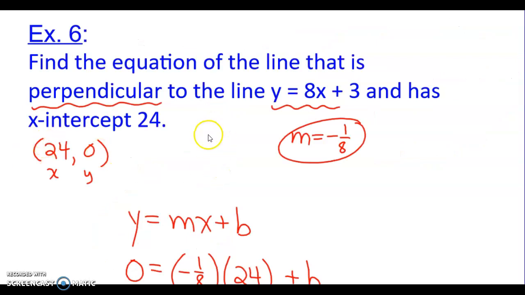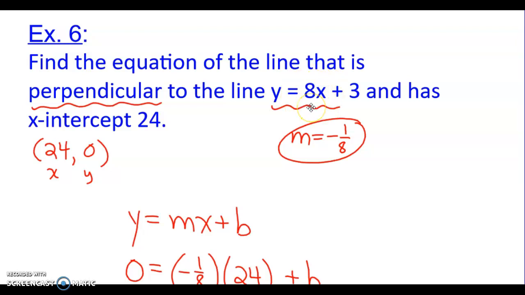Example 6. So getting more complicated here because now we're talking about perpendicular lines. Find the equation of the line that is perpendicular to the line y equals 8x plus 3 and has an x-intercept of 24. So we're going to look at each piece here. First of all, my two lines are perpendicular. So this slope here, 8, is the given slope. So if I think of that as a fraction, it's 8 over 1.